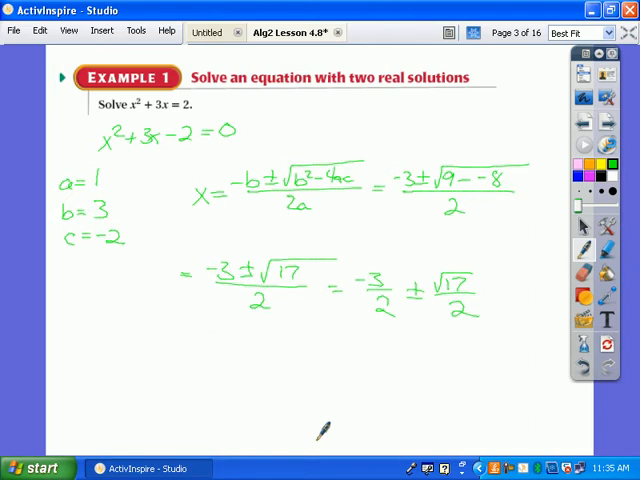So the question was, what are the two answers? And the two answers are negative 3 halves plus radical 17 over 2, and then negative 3 halves minus radical 17 over 2. And again, you can leave it just like this. This formatting is fine. You don't actually have to write two separate answers. All right, let's look at another.